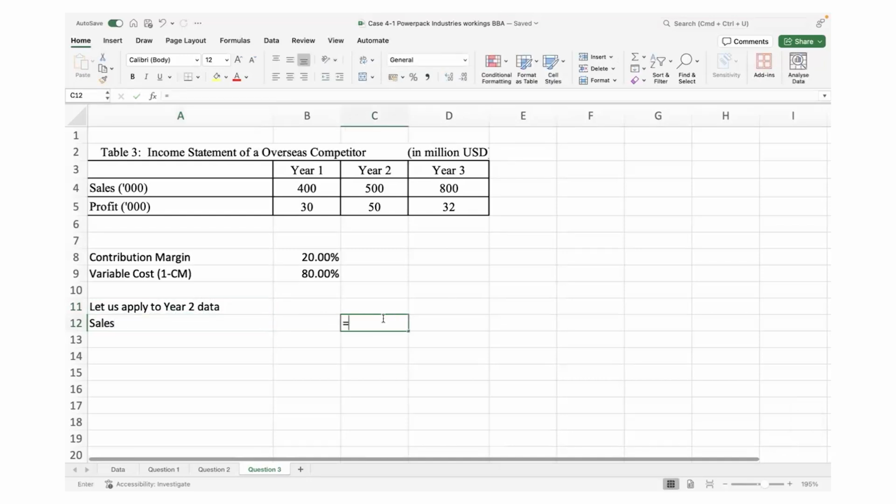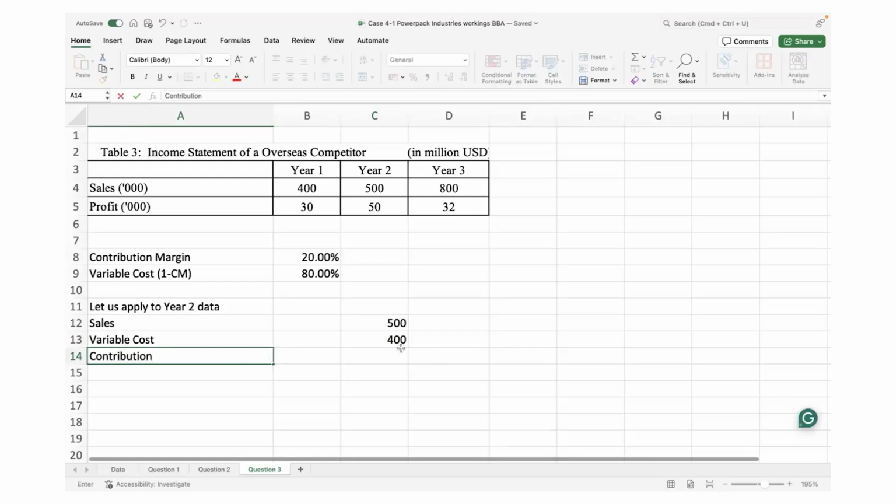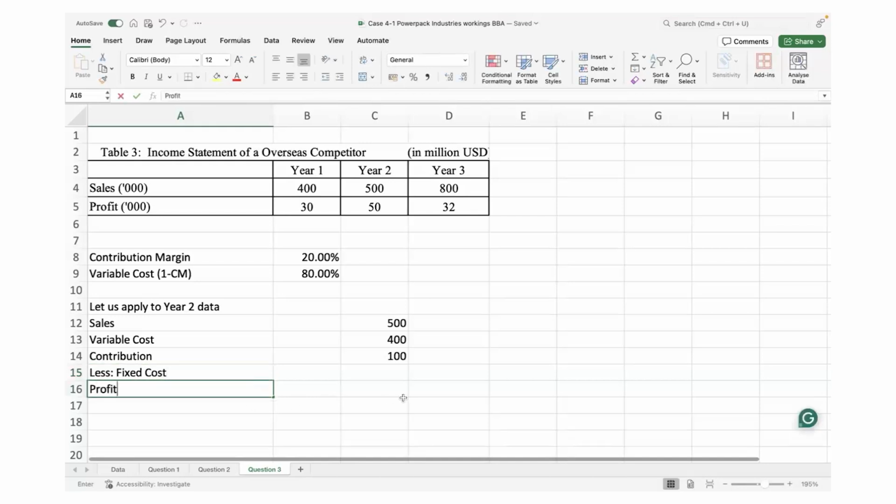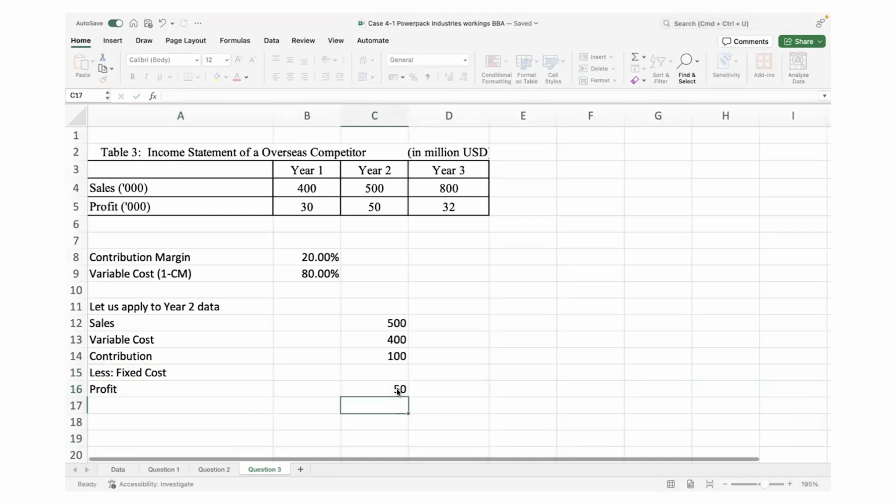Sales 500, variable cost, 80% of that is the variable cost, contribution is equal to 500 minus 400, which is 100, less fixed cost, which is unknown to us, and that gives us a profit. And the profit value we know is equal to 50, and therefore, this should be equal to 50. So, with these two data points, we are able to create a cost structure.